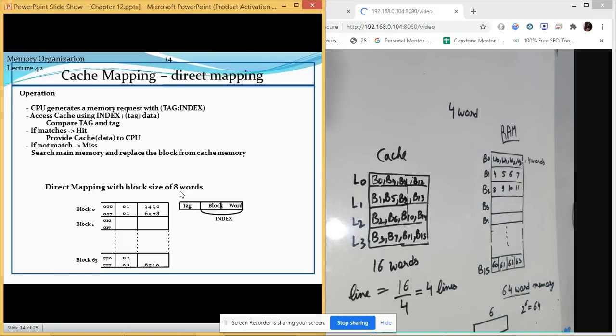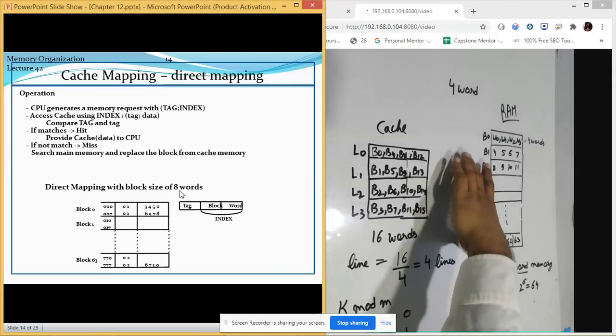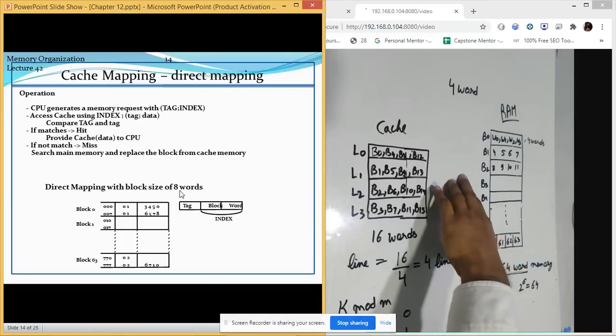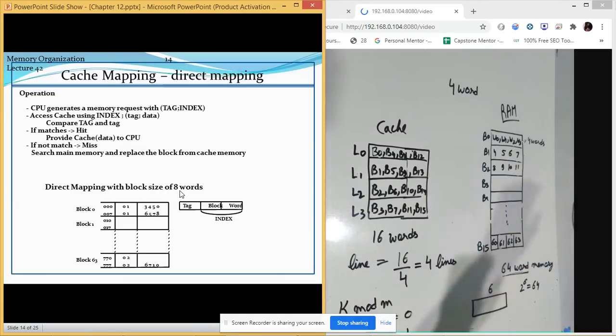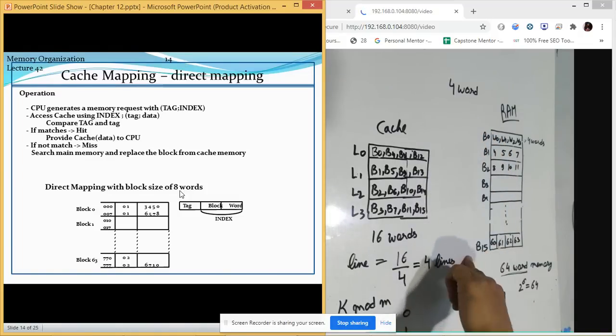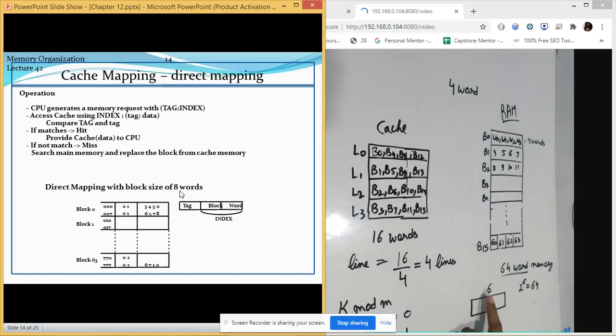Now it is up to you how you want to find it out, how you want to divide this. It is up to you whether you firstly want to make an arrangement for blocks, then the rest of the bits will be for words, or you firstly want to decide for words and the rest of the bits will be for blocks. Now it is up to you, but the total address will be of 6 bits only.